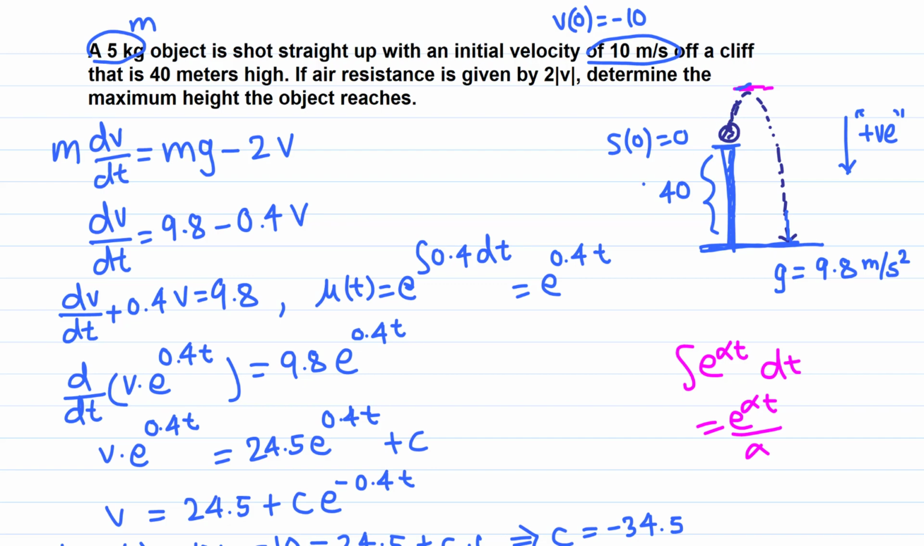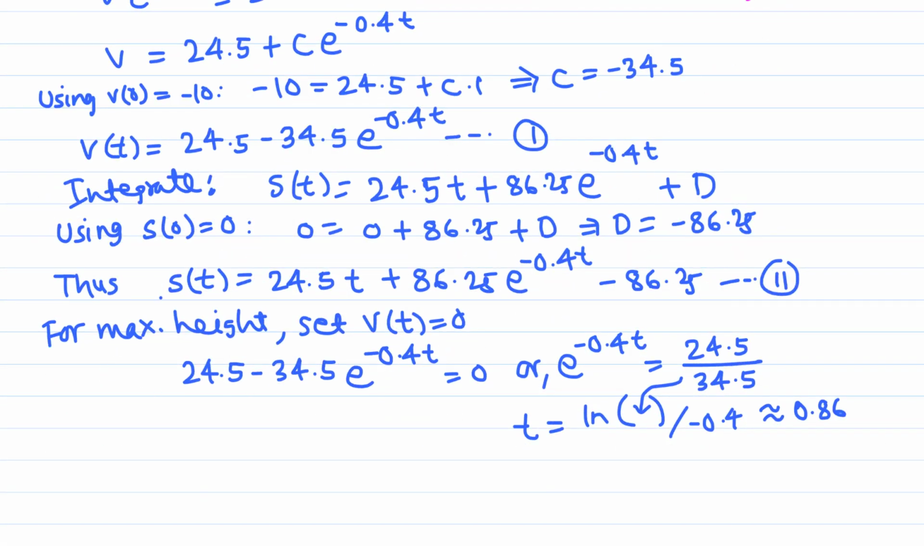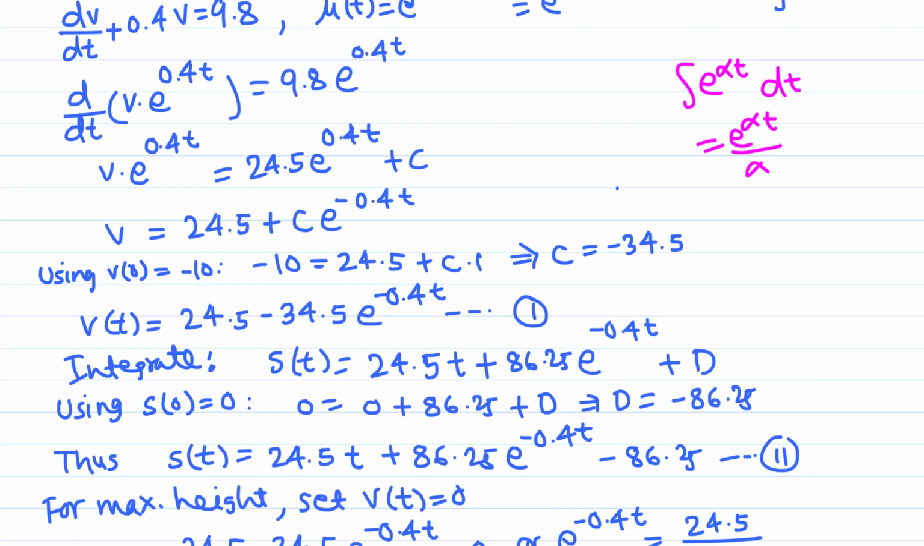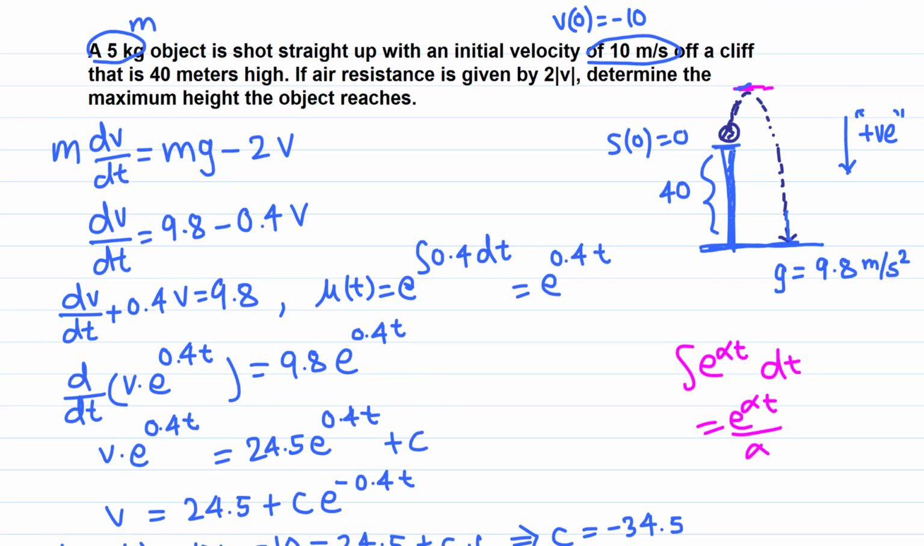Now we can find this height using equation 2, because that's the height or position function. From equation 2, the height covered in 0.86 seconds, just plug in here: 24.5 times 0.86 plus 86.25 e raised to negative 0.4 times 0.86, minus 86.25. It comes out to be very close to negative 4. Negative 4 makes sense for our purpose because we are saying downward is positive. So this is 4 and this is 40. So the maximum height is 40 plus 4, 44.